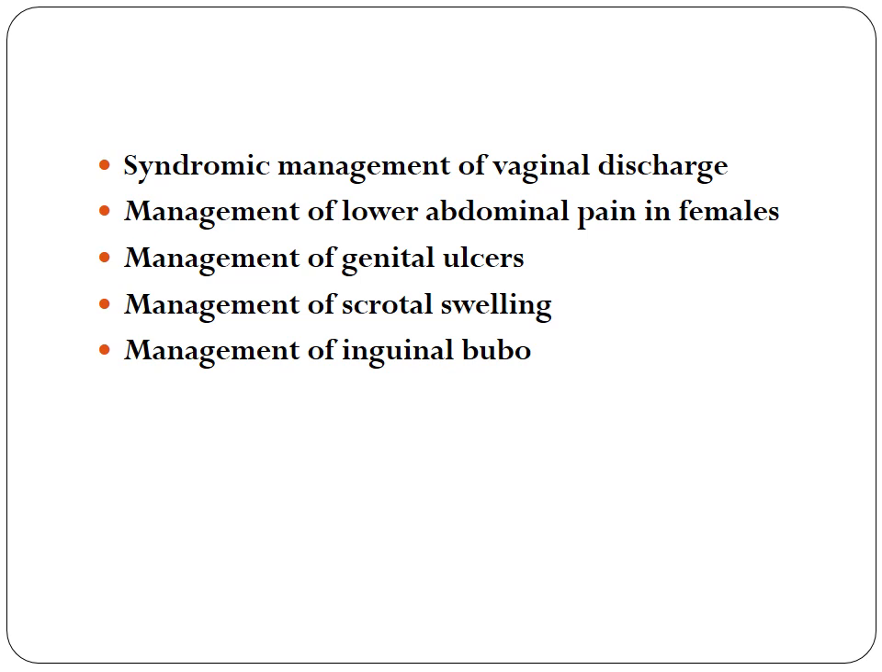Okay, now this is for your homework. You have to refer to your textbook about the syndromic management of vaginal discharge, management of lower abdominal pain in female, management of genital ulcer, management of scrotal swelling, and management of inguinal bubo. The flow chart is given in your textbook. It is easy to read and easy to understand.